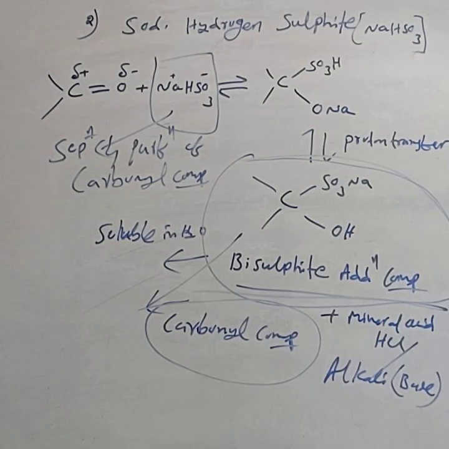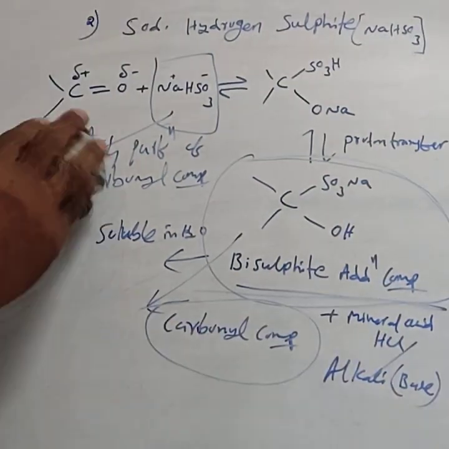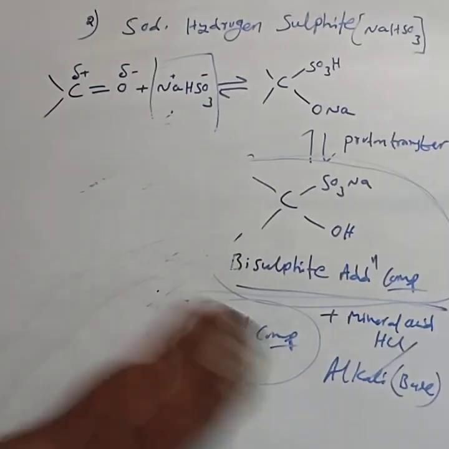Next, we consider other examples, like the reaction with Grignard reagent. In the next class you can study the reaction with Grignard reagent, with alcohol, and the reaction with ammonia and its derivatives. All the students must practice the mechanism of the addition of hydrogen cyanide.